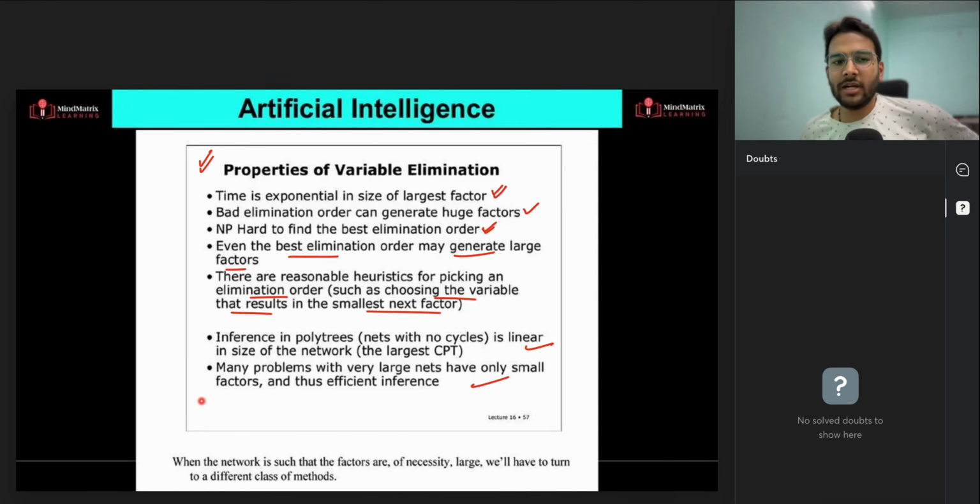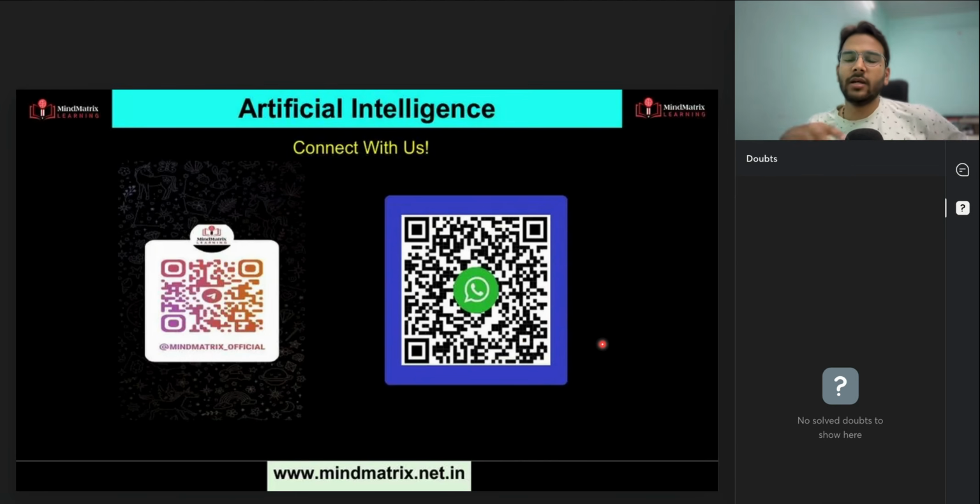So I hope it is clear to you. You can read this line clearly. When the network is such that the factors are of necessity large, if you are getting very large factors, we will have to turn to a different class of methods, which is nothing but approximate inference. And we will be talking about the next method under approximate inference, which is sampling. That is going to be our next lecture in this module. Is this clear?